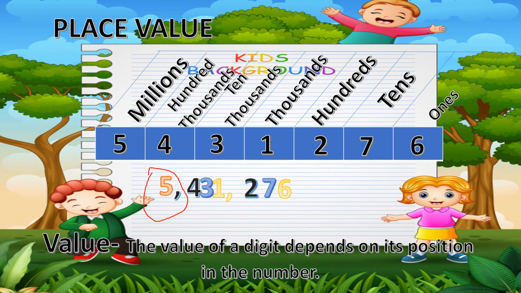Okay, since 5 is in the millions place, we're going to read it as 5,431,276. Okay, we're going to read again.